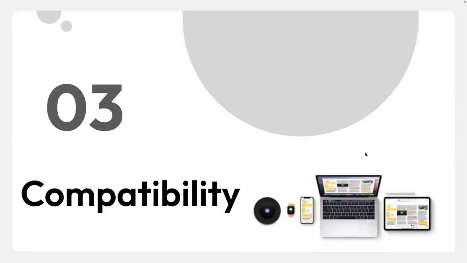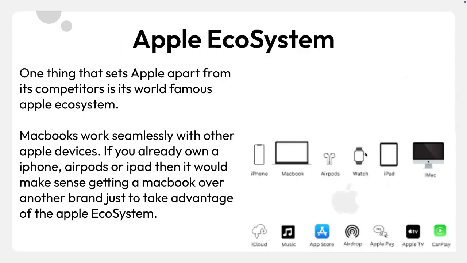Okay, number three, compatibility. One thing that sets Apple apart from its competitors is its world famous Apple ecosystem. MacBooks work seamlessly with other Apple devices. If you already own an iPhone, AirPods, or iPad, then it would make sense getting a MacBook over another brand just to take advantage of the Apple ecosystem. So I have AirPods, I have a phone, I have a watch, and I have three iPads, and all of them work seamlessly, no matter which MacBook I'm using, no matter which phone I'm using, it's all in there.